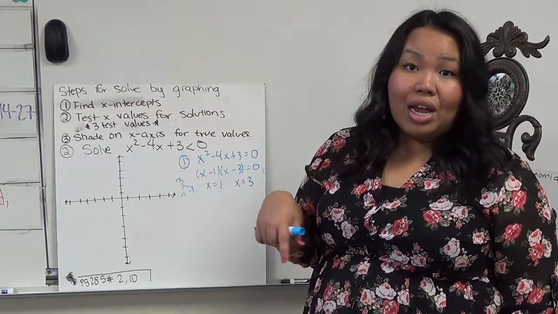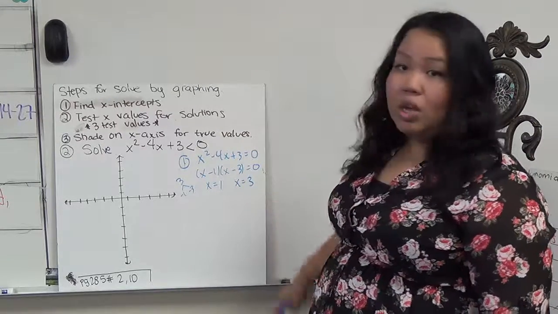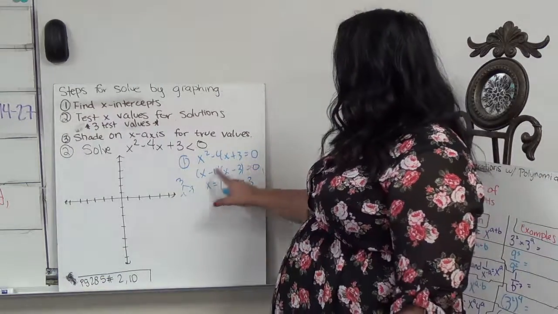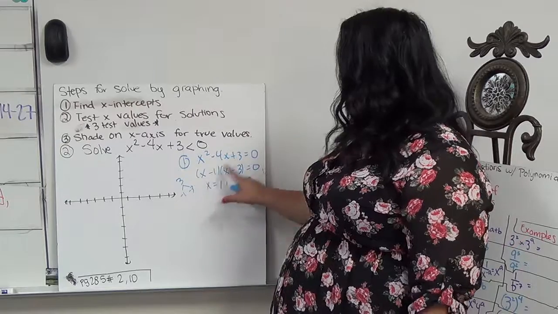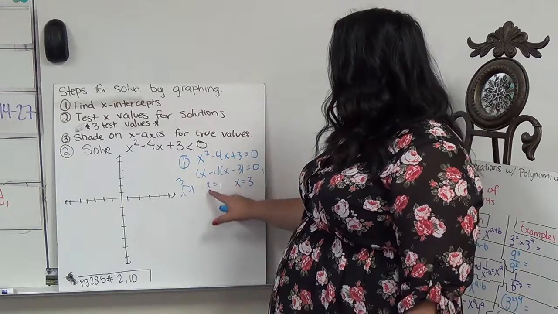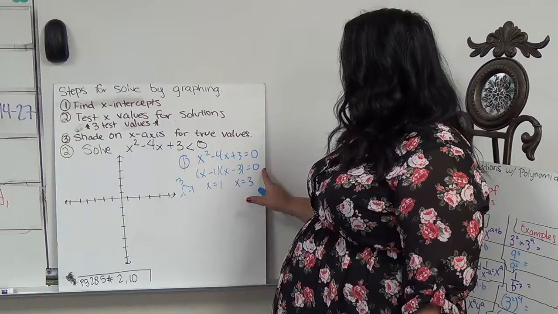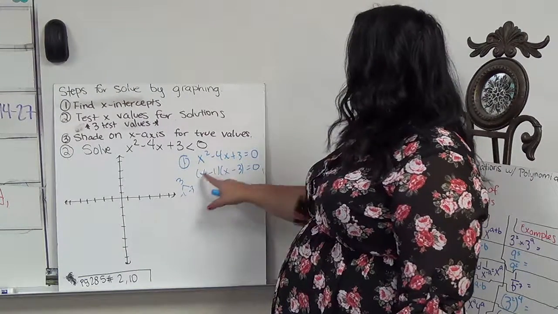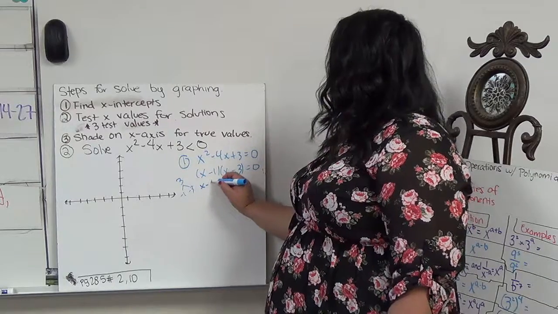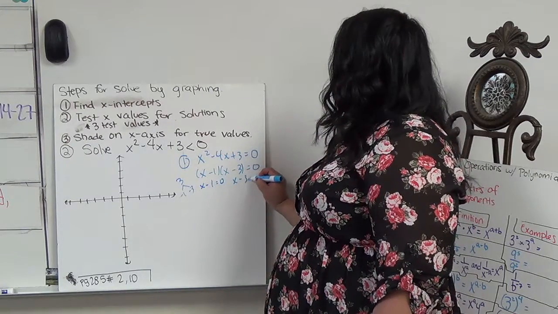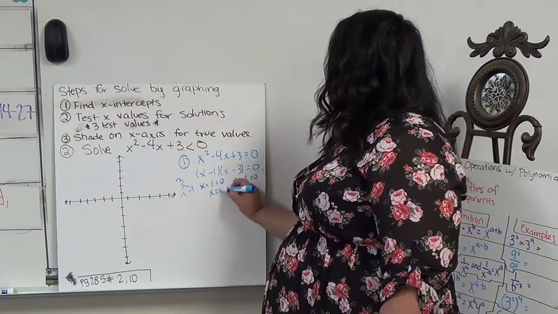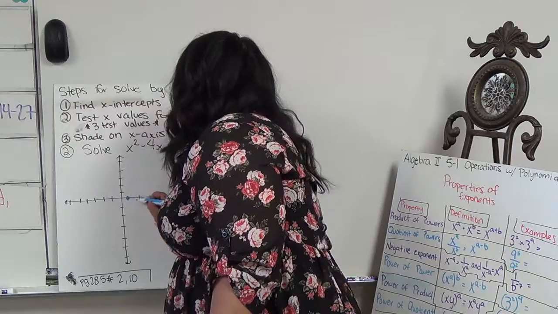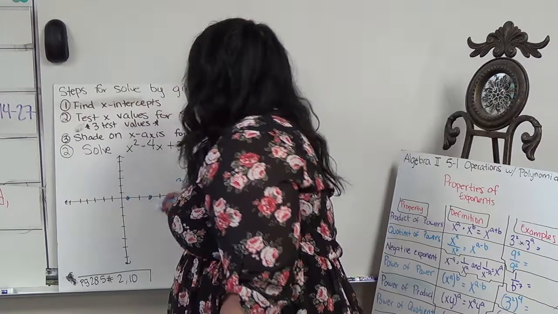If you're not sure how to find intercepts by solving this way, go ahead and look at the prior videos. But basically, each of these is equal to 0, right? I have to set each of these equal to 0, because if any of these is 0, then the whole thing is 0. So it's x minus 1 equals 0, and x minus 3 equals 0. And I have to solve for x. So x equals 1 and x equals 3. So that means my intercepts are +1 and +3.